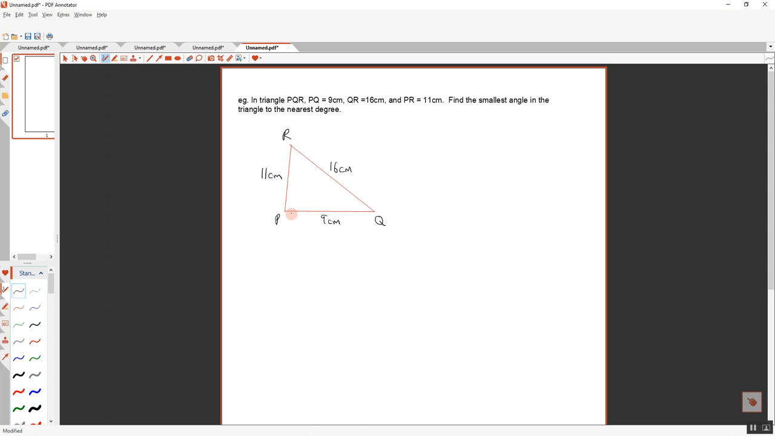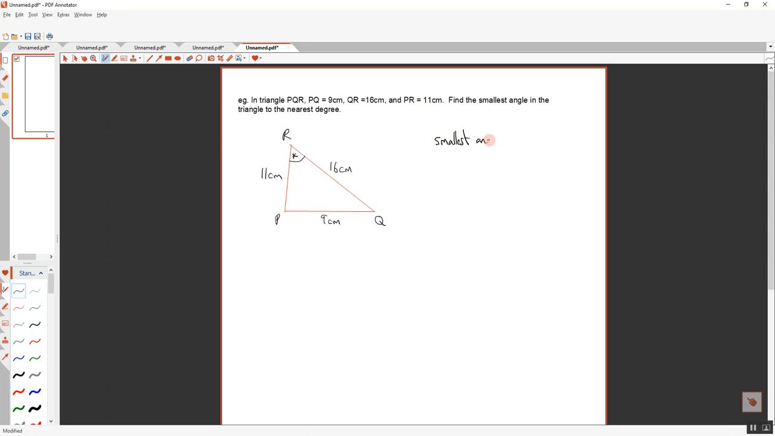Okay, it is to do with the side lengths, okay? This is the longest side, 16, so that means this is going to be the biggest angle. The next biggest side is this one, 11, so the angle opposite that is going to be the next biggest. The smallest side is 9, so this is my angle that I'm after. This is going to be the smallest angle, okay?